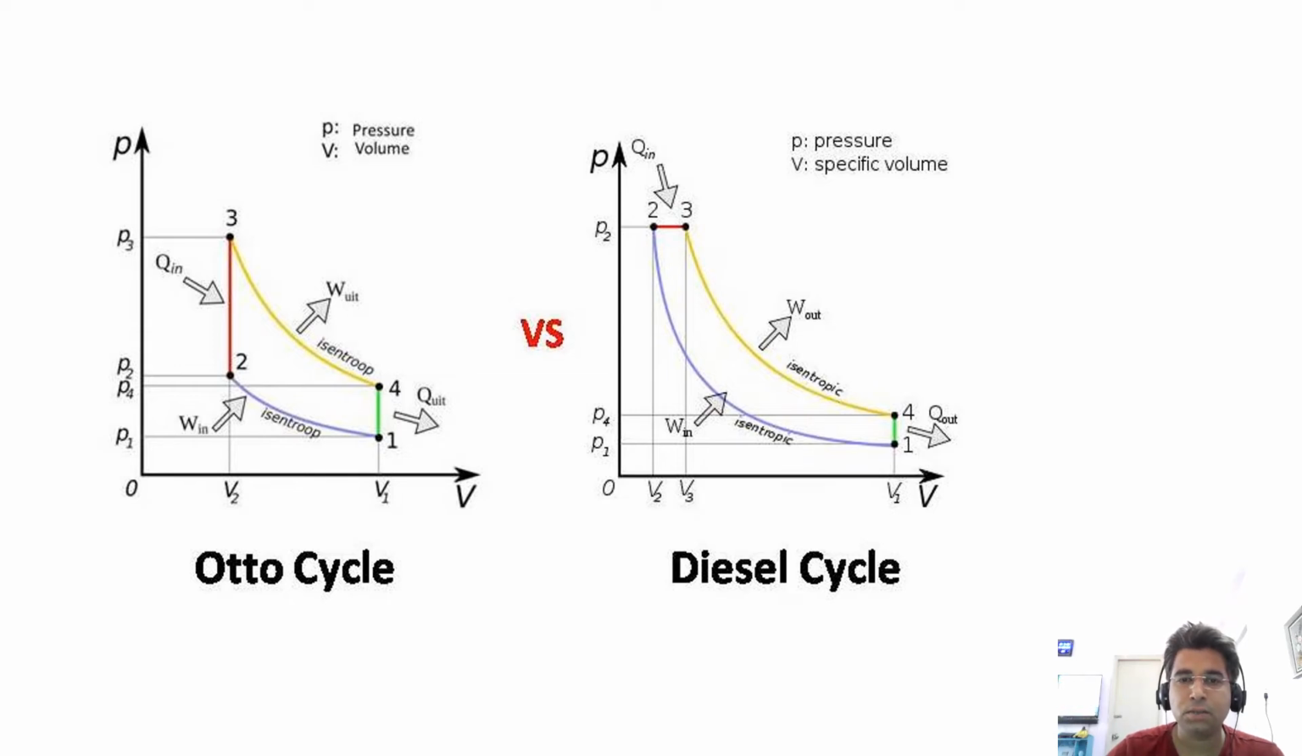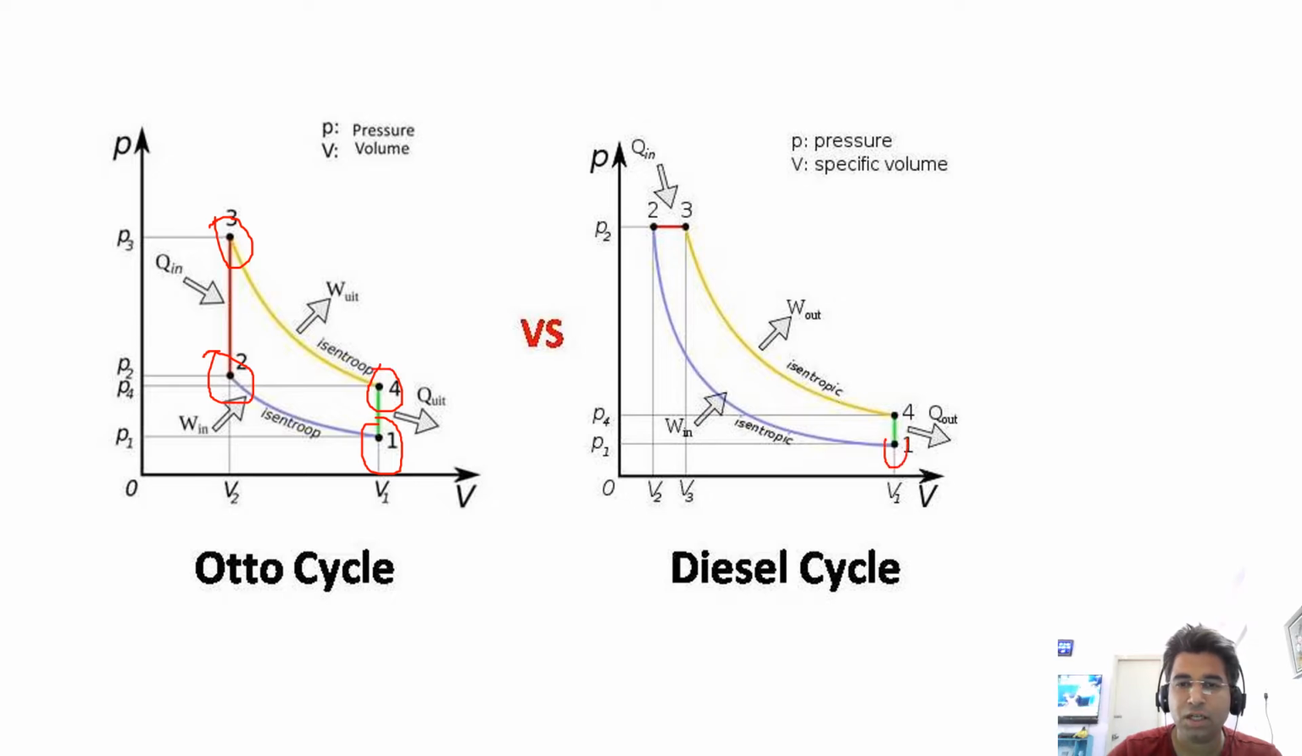Good morning, students. Today in this session, we will discuss the Otto cycle and diesel cycle, the comparison between the two graphs. Here you can see in the Otto cycle, the volume is V1, then V2, then we have maximum pressure achieved P3, then we have P4.